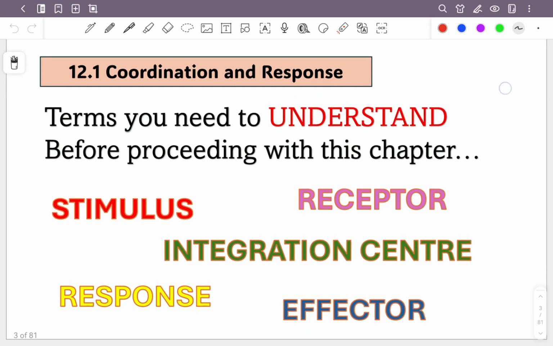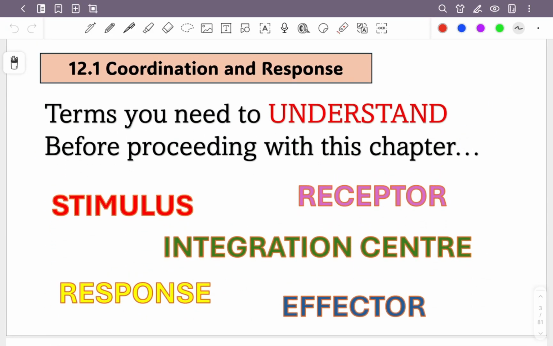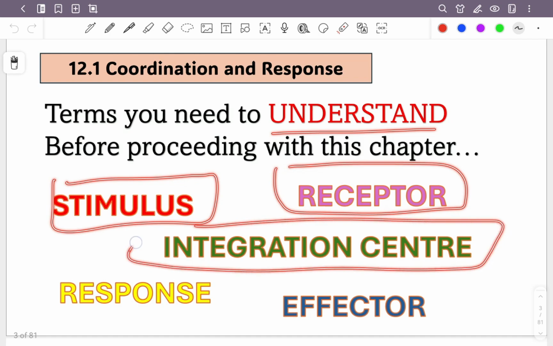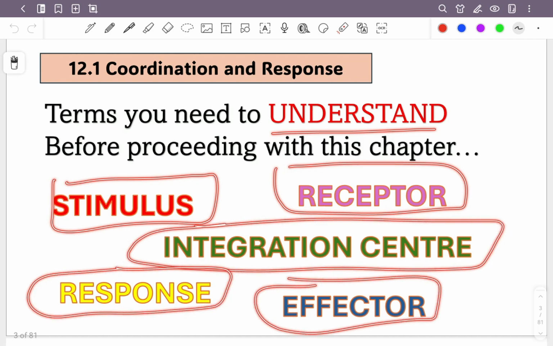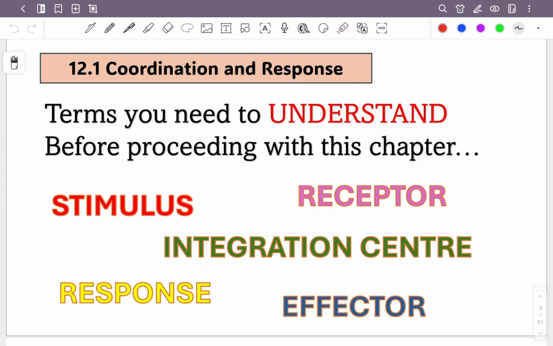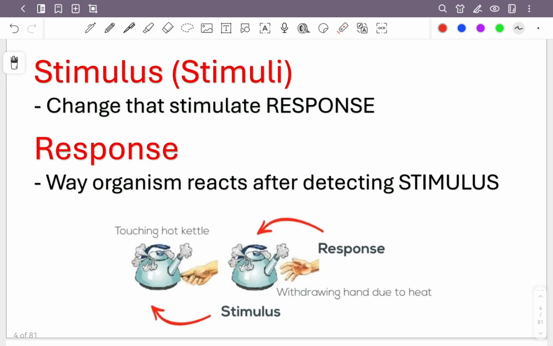Okay, now before we go further, coordination and response. You need to understand these few words, very important: stimulus, receptor, integration center, response, and also effector. These 5 terms are going to be repeated again and again throughout the whole chapter, and you need to use all these scientific words to answer in examination. Else, if you don't understand, you cannot understand the following parts. If you don't use these words, you are not going to get marks in exam. Understand? You cannot use other words to replace stimulus if the question is asking about this chapter. Okay? So first, let us look at the stimulus, or what we call stimuli.